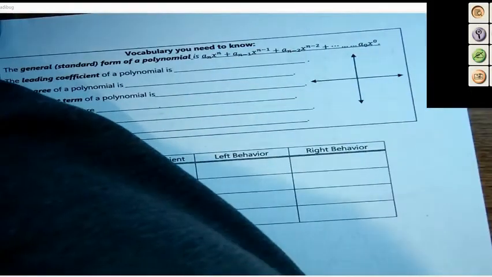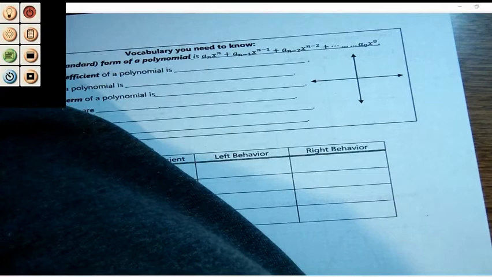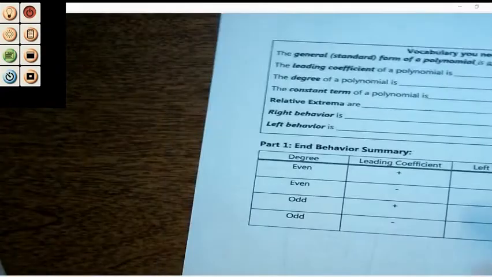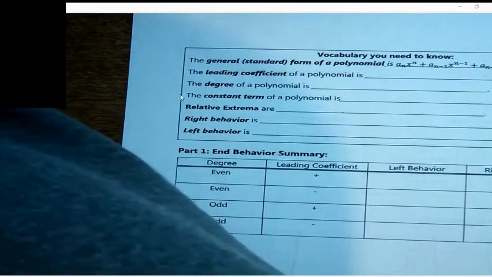Okay, so sorry guys, I'm trying to figure out what to do with this little thing. Okay, so maybe if I make it, there we go.